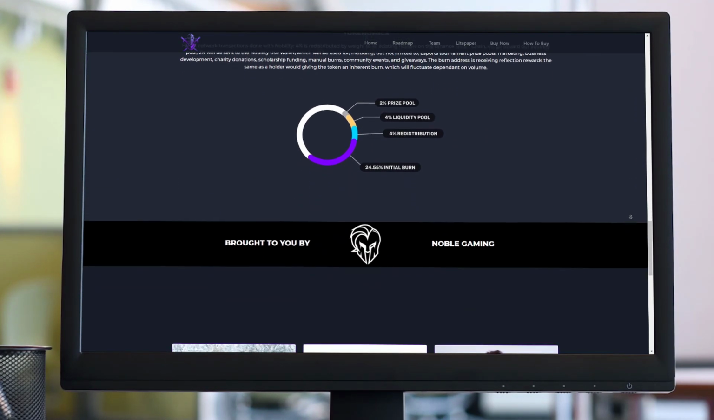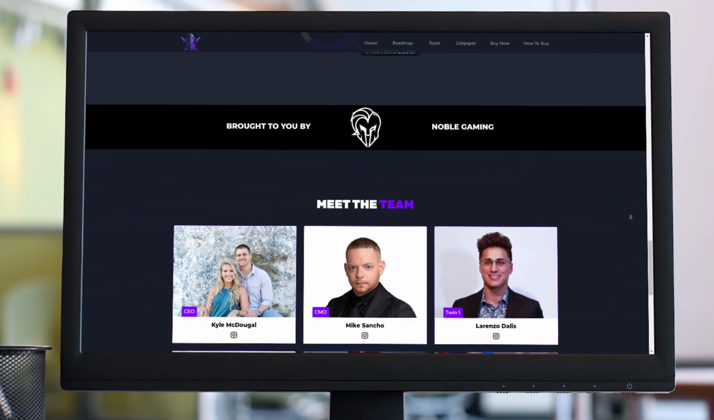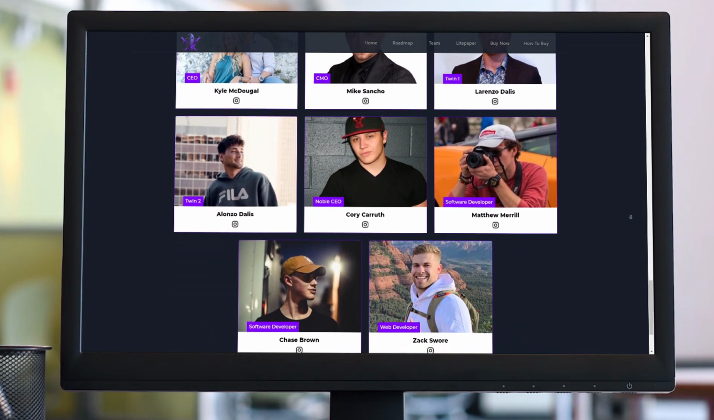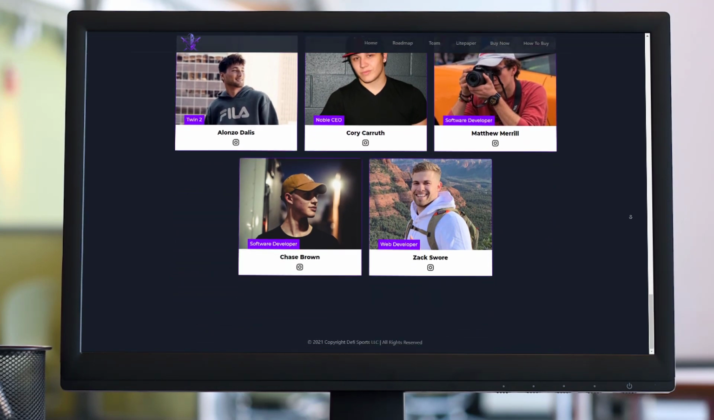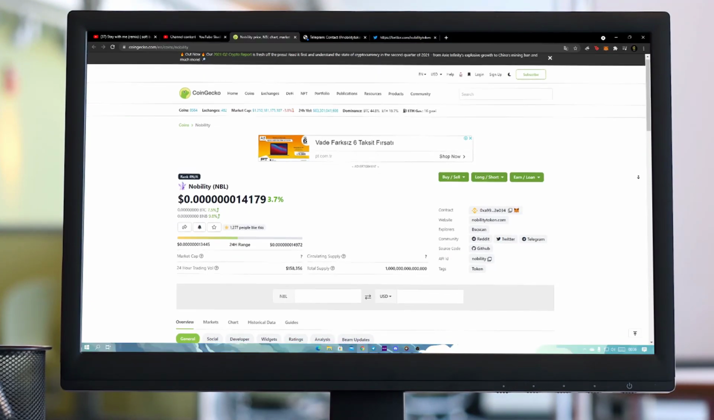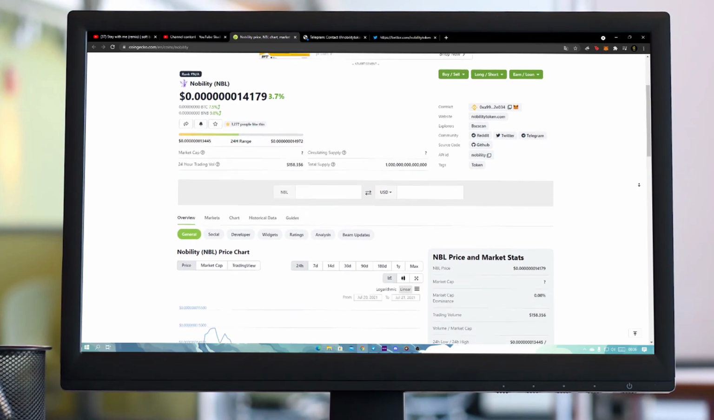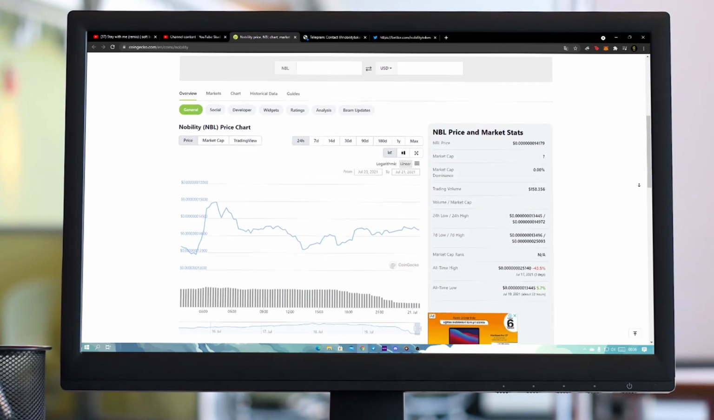Here is the background of the site. It's very dark and looks good, guys. You can see the total supply of the token. It has nearly 1 quadrillion total supply, the initial burn is nearly 25%, and the liquidity is locked for 4 years.